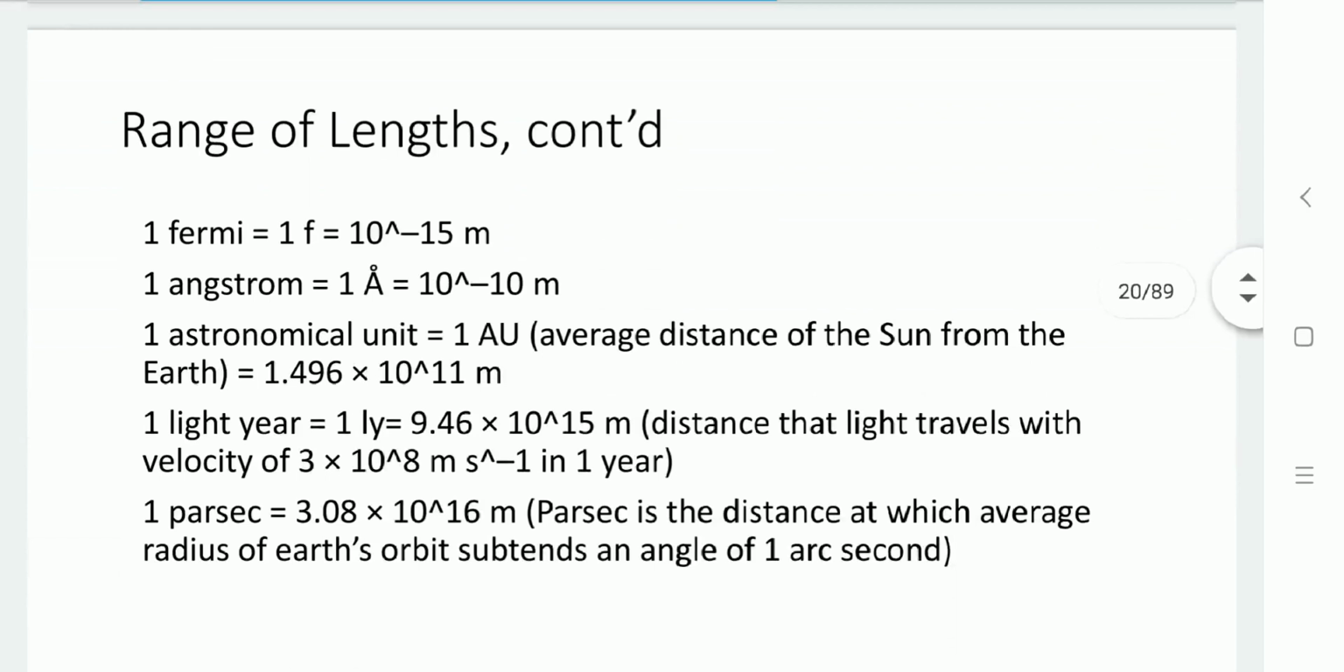Here 1 Fermi means 1 F, which is defined as 10 raised to minus 15 meter, which is the minimum size of a proton. 1 angstrom is 10 raised to minus 10 meter.